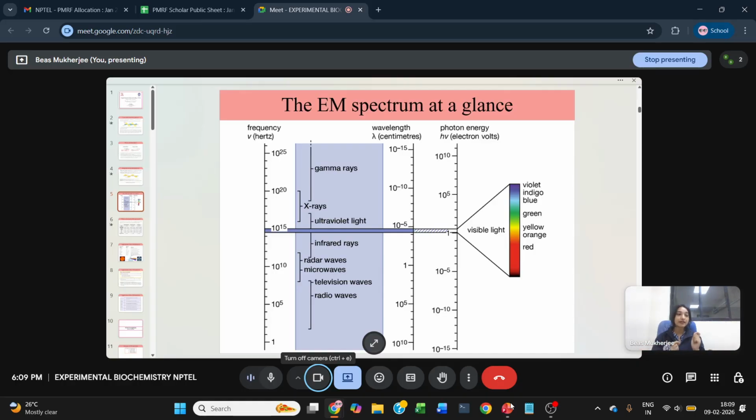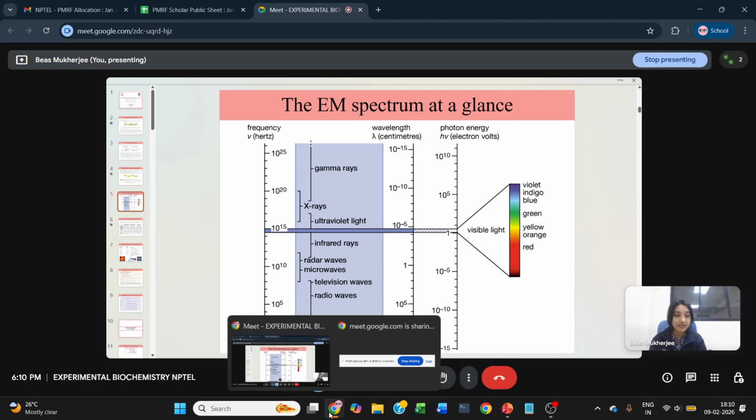Then comes the infrared radiation. Infrared radiations are responsible for producing heat. So all the devices that we have, all the electrical appliances in which some kind of heating is done, most of these use these IR radiations. Then the radar waves and microwaves. Then come television waves and radio waves. So these are the different electromagnetic radiations, and the entire spectrum is given to you.